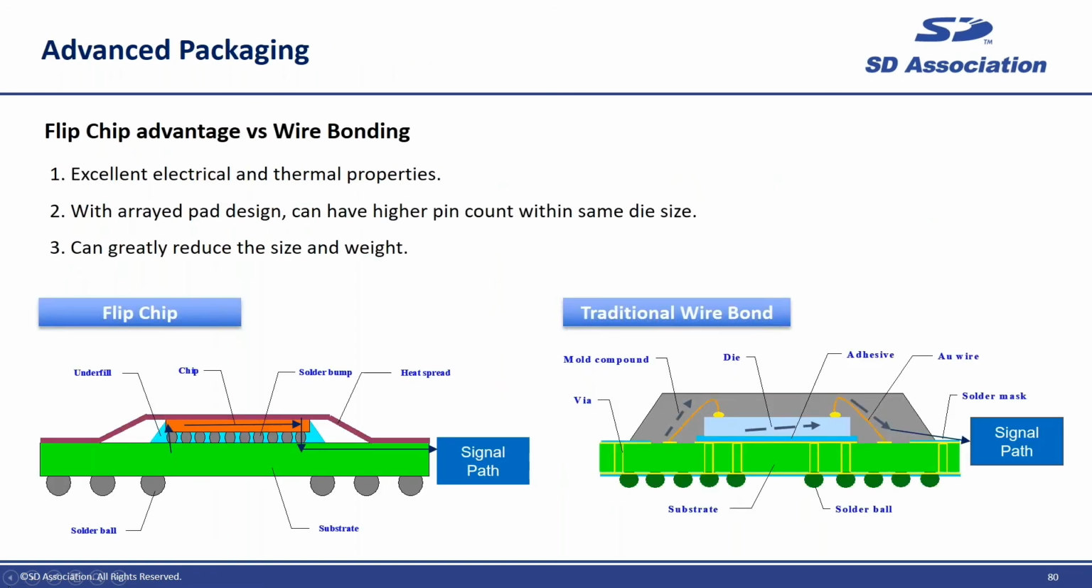please. LESA adopts advanced flip chip packaging technology for the cards. Compared to traditional wire bonding, flip chip has excellent electric property and thermal control. And with the arrayed pad design, flip chip can have a higher pin count within the same die size and also gradually reduce the size, weight, and cost.